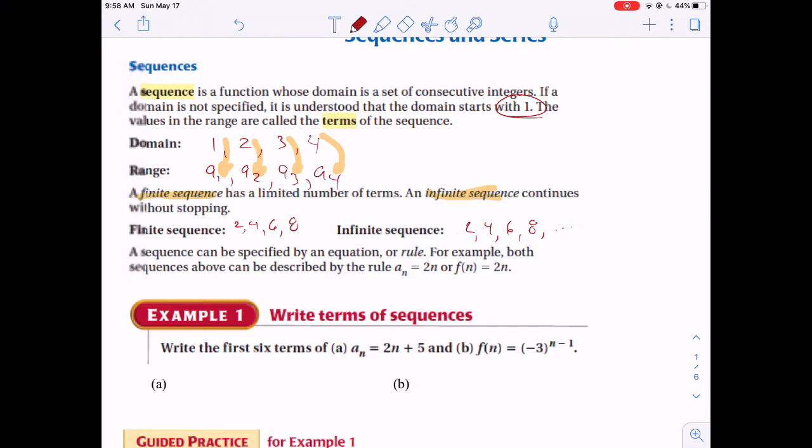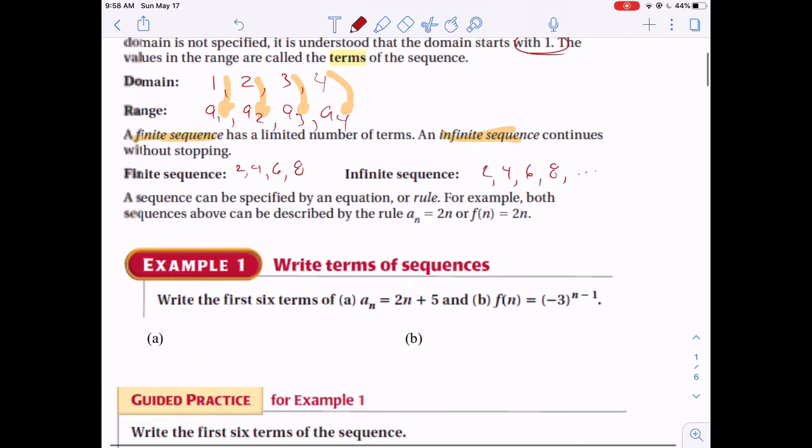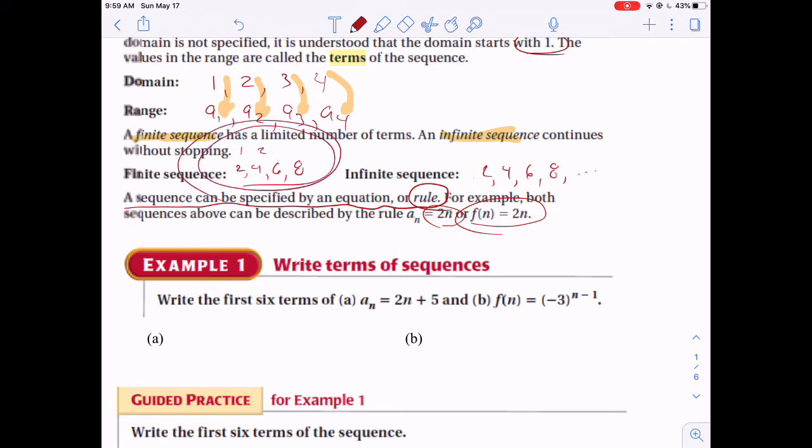Okay. And here's what you're going to start doing here in a second. This next line here: a sequence can be specified by an equation or rule. So early on, I'm going to give you the rule, and you're going to apply the domain and spit out some range. So for example, both sequences above can be described by the rule 2n, or f(n) equals 2n. So I put a 1 in here. I get 1 times 2 is 2, 2 times 2 is 4, 3 times 2 is 6, and 4 times 2 is 8. Okay, so the rule would be 2n.